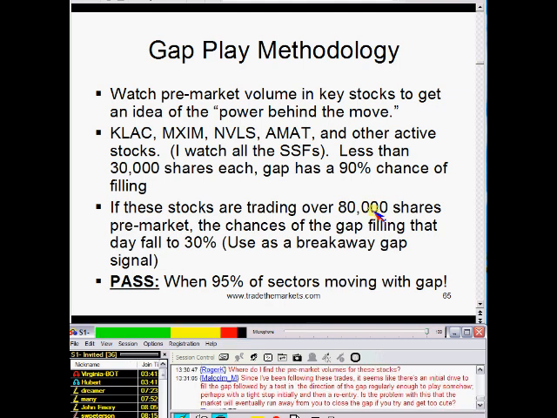All right. So now the other thing is that if you've got these stocks trading 30,000 shares each, that's light volume, and you've got a 90% chance of the gap filling. Now, if they're trading over 80,000 shares, that means you've got high pre-market volume.